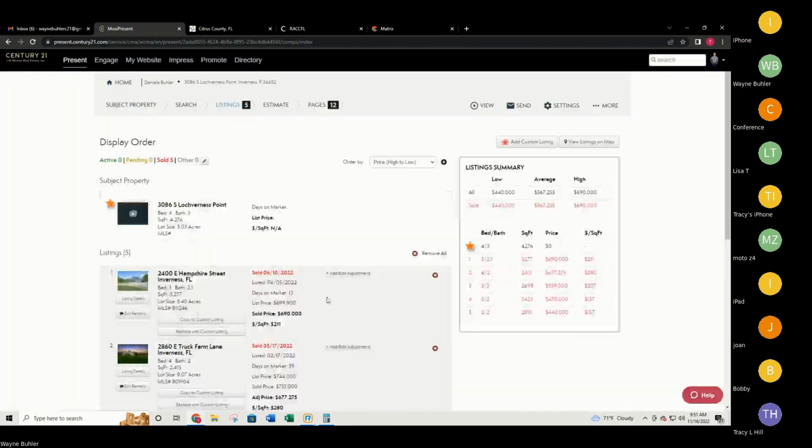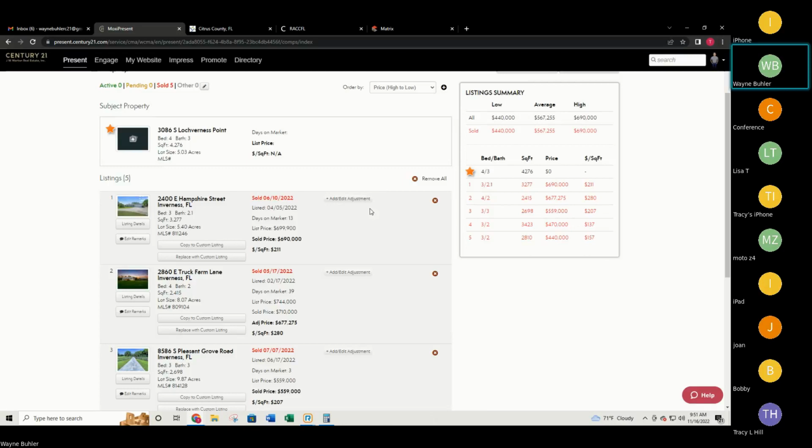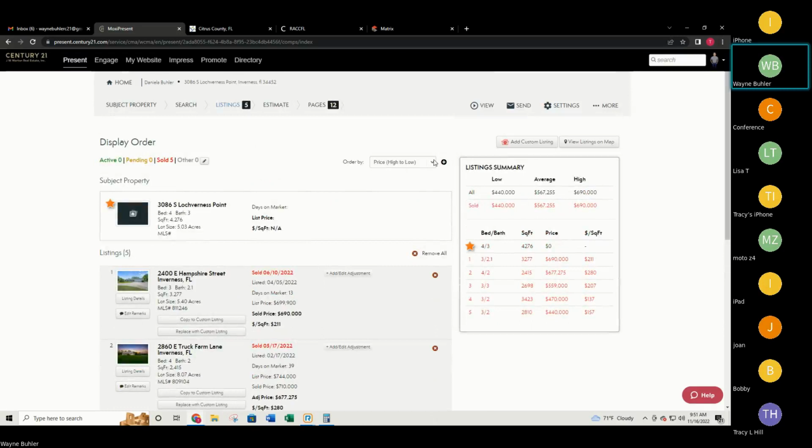Oops. One thing I have learned: for some reason, when you hit save, it sometimes changes the order of your comparables, because I have it listed high to low. Since it changed my adjusted price, it now changed the order. So pay attention to that. The other day I was doing one and I started adjusting on the wrong one.